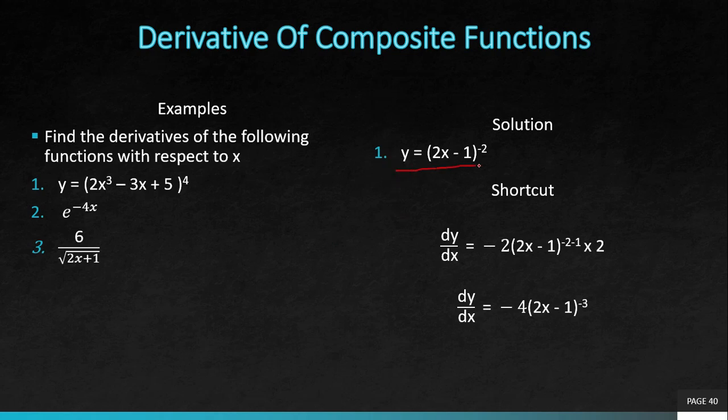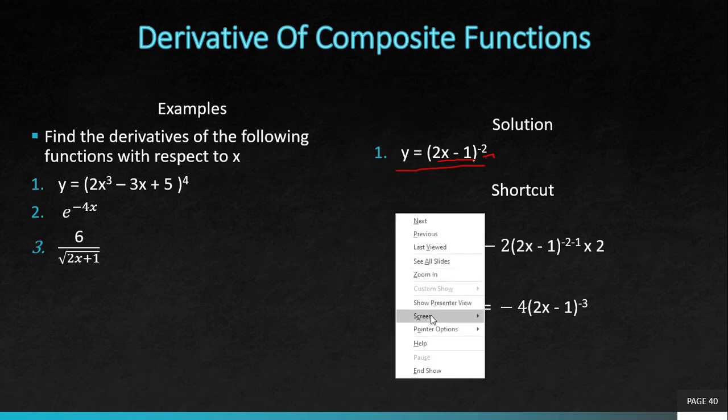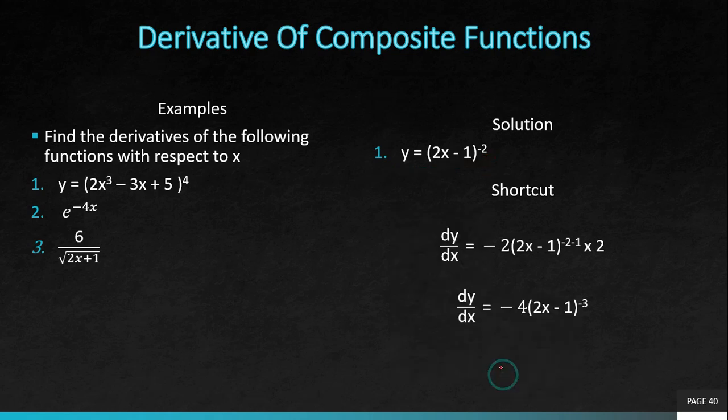Now I have same with my last section. I have y is equals to (2x minus 1), everything raised to the power of minus 2. The first thing you need to do is to identify your functions, right? We have two functions here. We have f of x, that we have 2x minus 1, first function. Then the second function is something raised to the power of minus 2. Is that okay? Good.